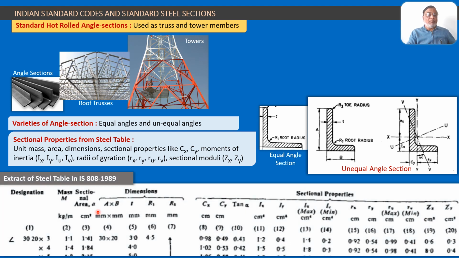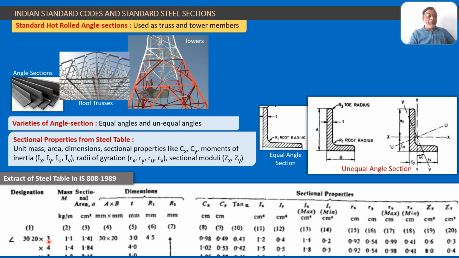Now coming to the details of the steel table, the angle sections are designated as ISA, Indian Standard Angle. You can see in the steel table, instead of the letters ISA, they have shown an angle symbol. Both of them are equally the same. Then 30 by 20 by 3. This is an example. So they are showing an angle ISA 30 by 20 by 3.